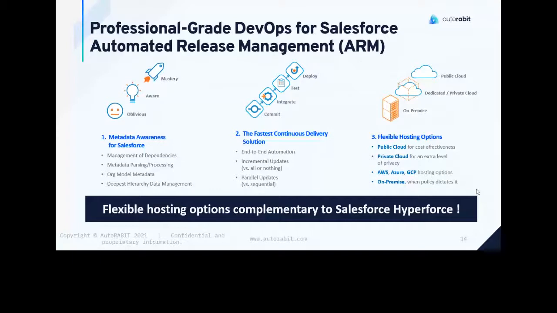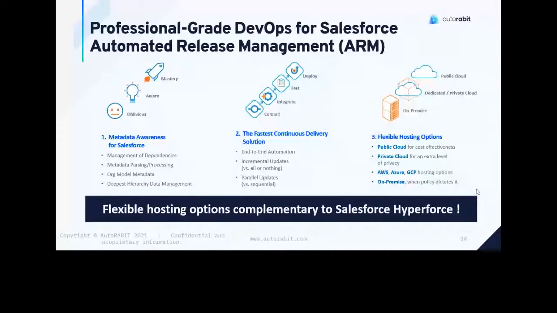When it comes to flexible hosting options, this is again where we completely complement the Salesforce Hyperforce strategy today, where we go one step beyond Salesforce Hyperforce, saying that we can not only host our platforms, our SaaS products, on shared cloud, or dedicated cloud, or private cloud, or public cloud, but also we can host our platforms on premise today, right? So apart from on premise, you can also choose between AWS or Azure or GCP cloud to actually host all our SaaS products today in the ecosystem.